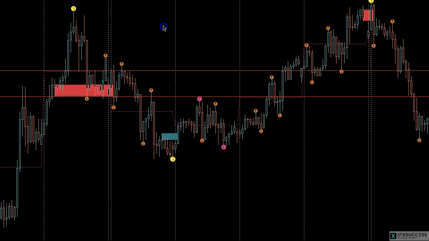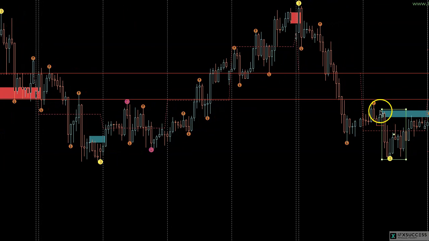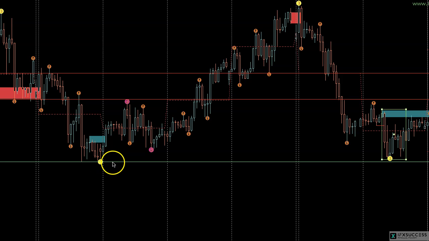Let me just move this a little bit right over here. And we can tell that right over here where I squared this up, this was a 15 minutes and 5-minute entry, right? And if we look left, we already had a breaker on the 1 hour, so the market pretty much went down, and it was kind of a close to a low right over here, so it was already close to a support.